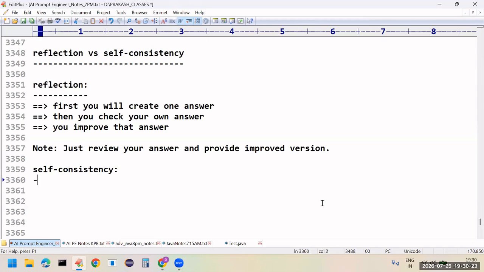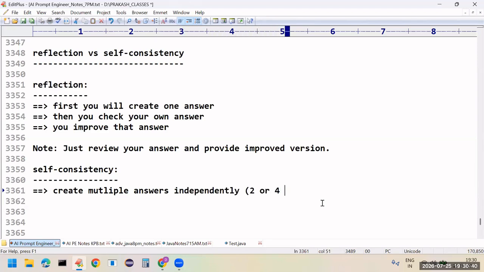Sir, what about self-consistency? In self-consistency, what we are going to do? We will create multiple answers, and the word is independently. Sir, minimum 2 or 3 versions. Correct?